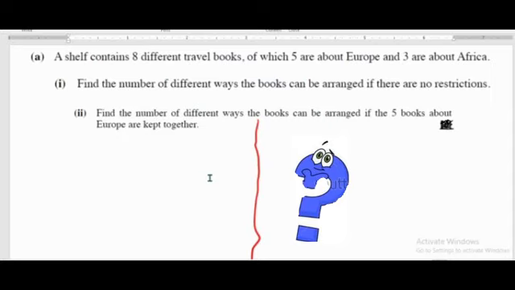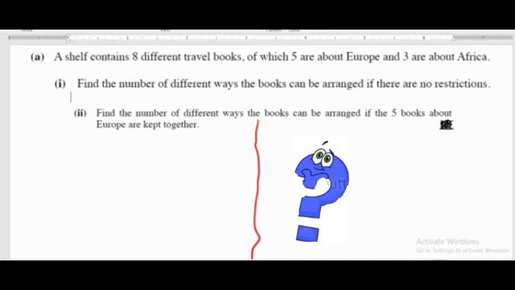So we have a question here that says a shelf contains eight different travel books, of which five are about Europe and three are about Africa. Find the number of different ways the books can be arranged if there are no restrictions.